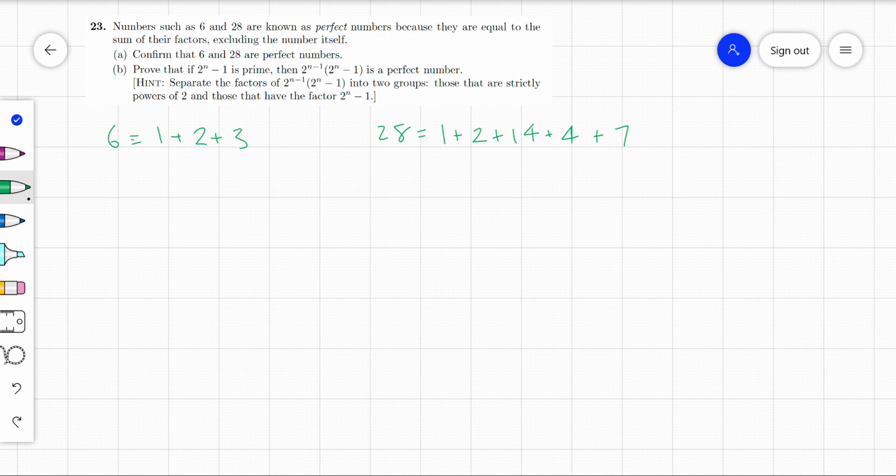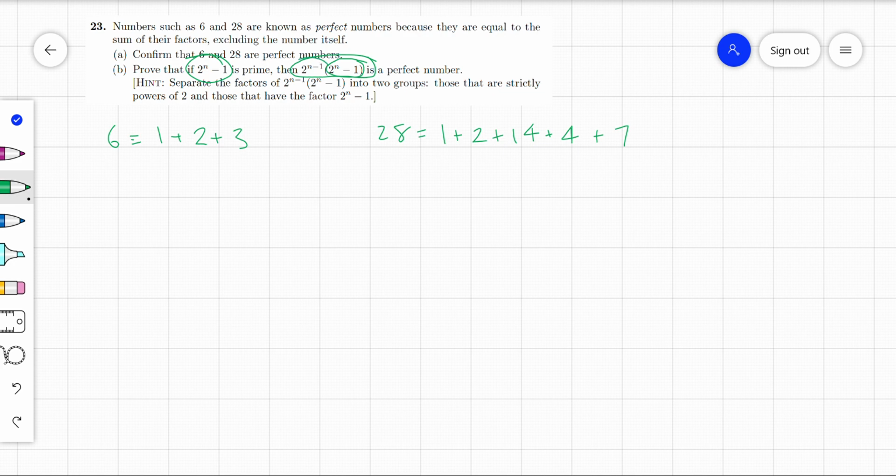So we're going to look at this number, 2 to the n minus 1 times 2 to the n minus 1, and show that it is a perfect number if this is a prime. So 2 to the n minus 1 is prime, so its only factors are itself and 1. So that's all nice. So that's the inside one there.